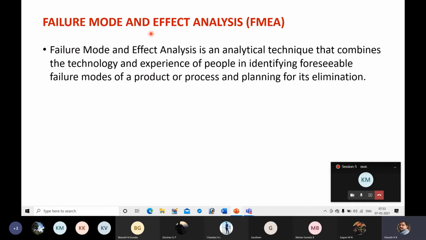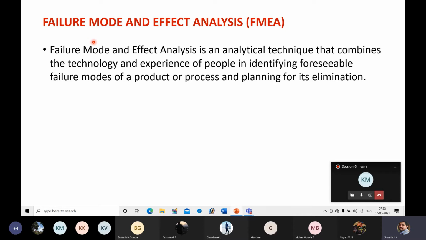So in failure mode and effect analysis, we first detect the failure. Okay, what are the causes why a failure occurs, and if the failure occurs, what are its effects? All those things will be analyzed in detail in order to reduce the possibility of occurrence of a failure. That is the intention.